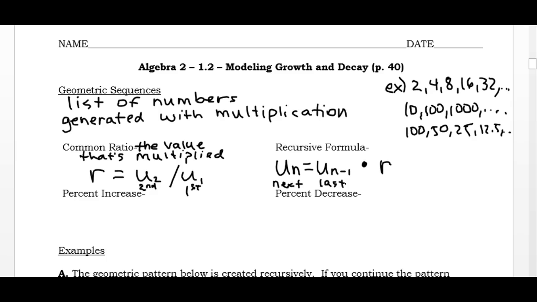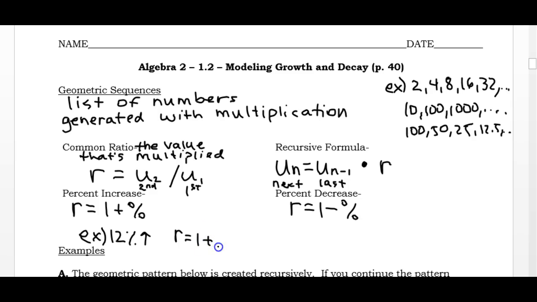We have two other ways to find the ratio if you're given a percent increase or a percent decrease situation. A percent increase, you do 1 plus whatever the percentage is, and a percent decrease, you would do 1 minus whatever the percent is. Now both of these, keep in mind that percents versus percents as decimals require a little bit of extra calculation. So to show you an example, a 12% increase, you would do 1 plus 12%.